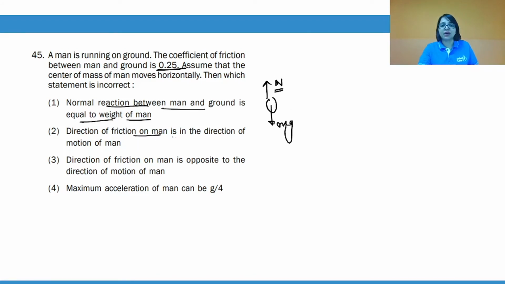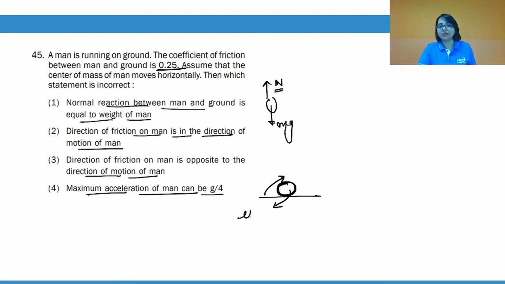Direction of friction on man is in the direction of motion of man. Okay. Next is direction of friction on man is opposite to the direction of motion of man. Fine. Next is maximum acceleration of man can be g by 4. Right? Why? Because every action has equal and opposite reaction. So if a man is running on the ground, he will push the ground in backward direction and the ground will push him in the forward direction. Right? So he will experience a maximum force of mu mg in the forward direction, and acceleration will be mu g, that is equal to 0.25 into g, that is g by 4.